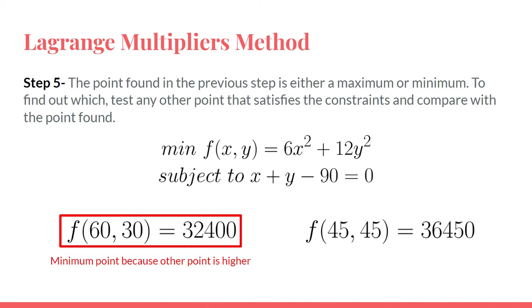Because the coordinates that we found on step 4 lead to a smaller value than the random coordinates we chose on step 5, we can safely say that the point we found on step 4 is a minimum point. That is, the values we found on step 4 lead to a lower value than other random values we chose that satisfy the constraint. Because of this, we can say that the point we found in step 4 is a minimum point that minimizes our objective function.